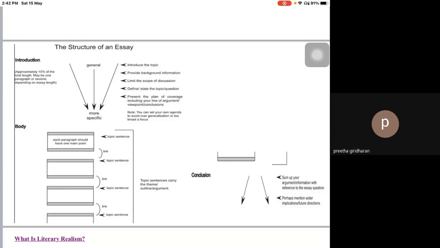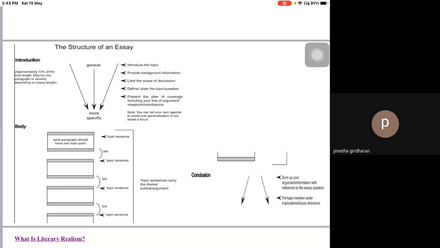From that general aspect, we go on to the more specific aspects, which will be covered in the body paragraphs. Look at the structure that is given there of a body paragraph. You have a topic sentence. Starting with a topic sentence, each paragraph should have one main point and examples to illustrate that main point. Then you go on to a concluding sentence in the paragraph, which is like a link to the next paragraph. In the next paragraph, you again begin with a topic sentence, which says which point in your argument is going to be covered in that paragraph, substantiated with examples. Again, I conclude with a sentence that smoothly links you to the next body paragraph.